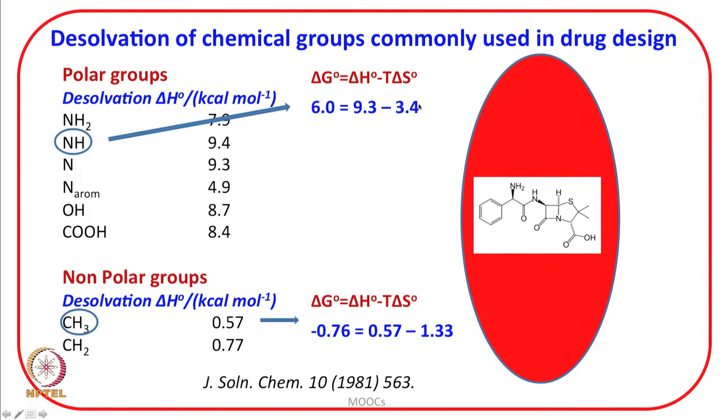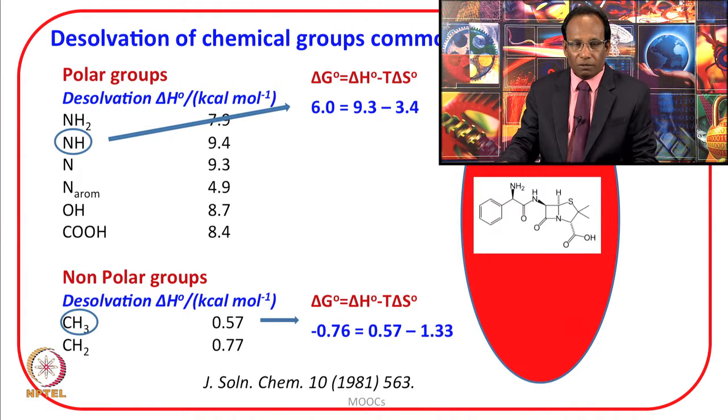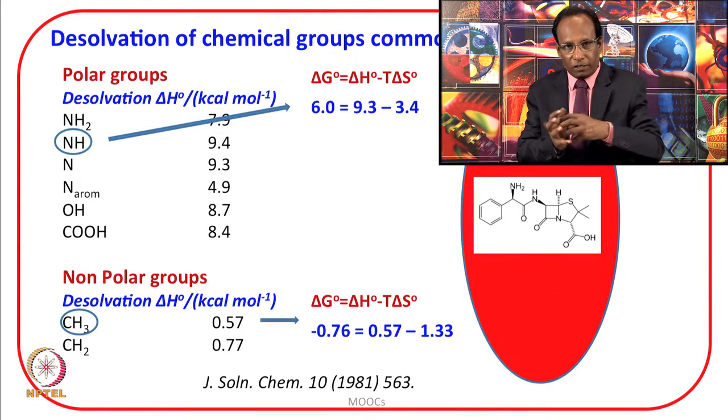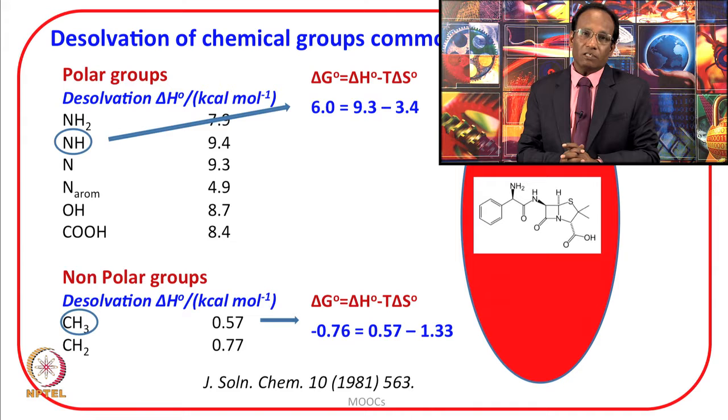And delta S naught is also positive, actually minus T delta S naught is negative. But there is a huge enthalpic cost, a penalty, you call it an enthalpic penalty, in engineering the binding affinity. Because binding affinity, which is reflected in terms of a negative value of delta G naught, should be assisted by a negative value of delta H naught. So, if delta H naught is positive, it is causing an enthalpic penalty in engineering the binding affinity.